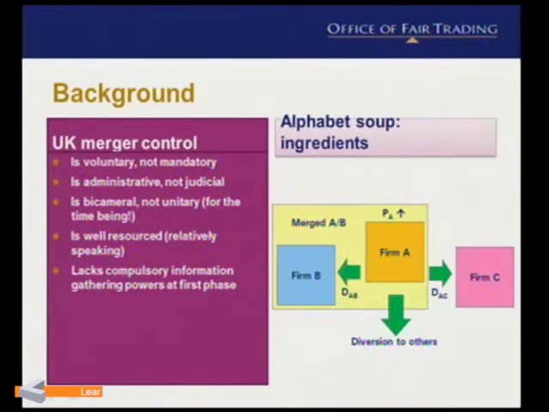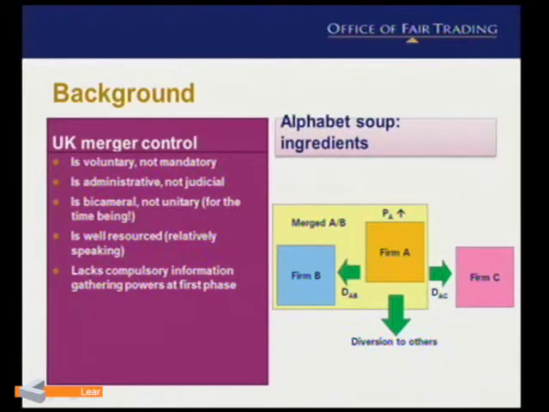Our system is well resourced, relatively speaking, not just in terms of the number of people working on projects, cases, but also in terms of the amount of time that we have. We have 40 days at the OFT for first phase assessment and 24 weeks second phase assessment at the CC, and that's pretty lengthy by international standards. And we lack compulsory information gathering powers at first phase, so we need to be creative about the kind of evidence that we ask parties for. And I think those features have proved a really fertile breeding ground for price pressure analysis, and I think part of the reason that price pressure analysis has taken off in the UK is to do with those architectural, institutional factors. So to move on to the ingredients of alphabet soup, then, as I called it.